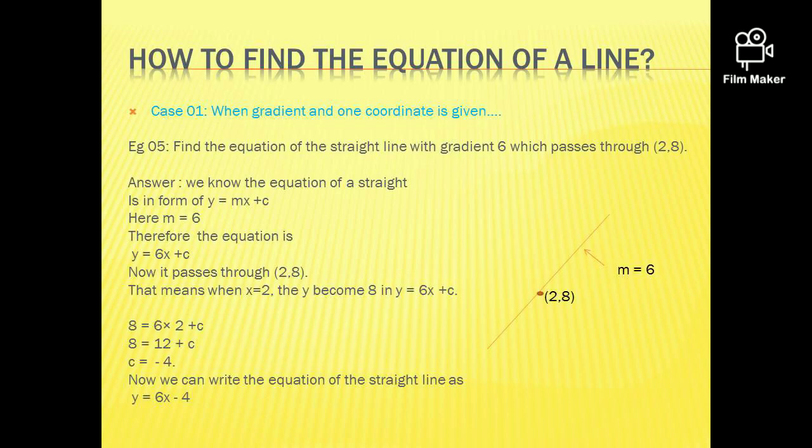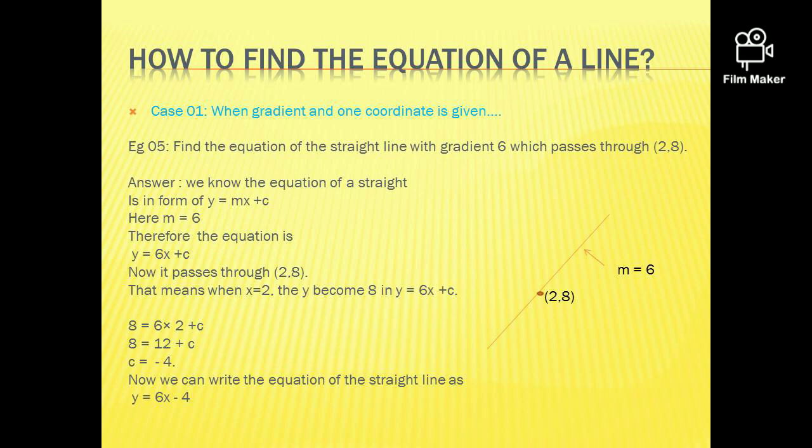We know that the equation of a straight line is in the form of y equals mx plus c. In this slide, our objective is to find the equation of a straight line in the form of y equals mx plus c. The first situation is to find the equation of a straight line when one coordinate and the gradient of the straight line are given. For example, find the equation of a straight line with gradient 6 which passes through the point (2, 8). Now you know the gradient and one coordinate where the straight line passes through.